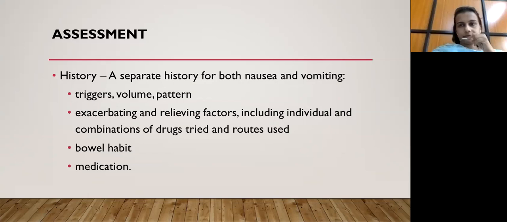Yes, we can. Okay. So when a patient comes to you with a history of nausea and vomiting, a proper history has to be taken, separately for nausea and vomiting, and also to distinguish whether it's regurgitation. How do you do that? You have to ask about the triggers, the volume, the pattern, the exacerbating and relieving factors, including any combination of drugs they have tried and the routes they have tried, about the bowel habits, and whether they are on any other medications. Have any new medications been started? Is that causing the new symptom?